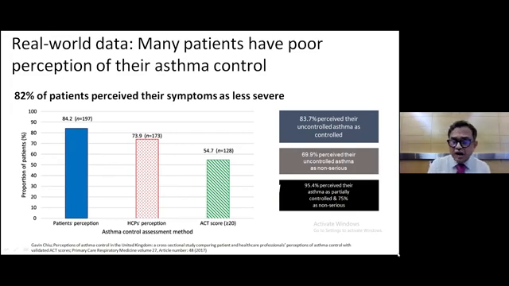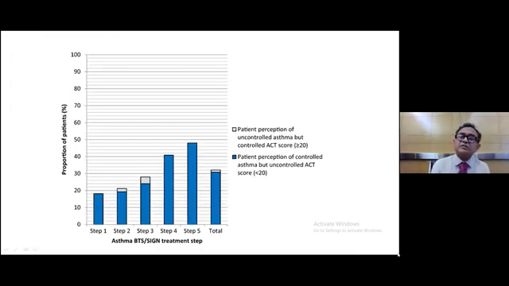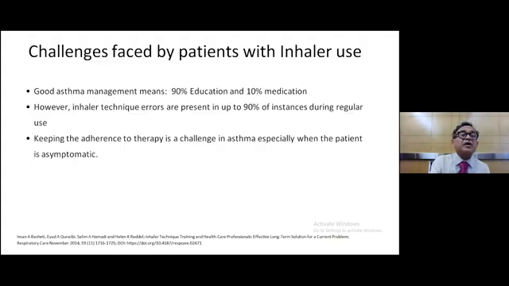So from the asthma point of view, there is patient perception of uncontrolled asthma but controlled ACT. If we see that white area over here, it is lesser, but it is still there. And the patient's perception of controlled asthma but uncontrolled ACT is significantly high in all steps of asthma. Step 1, step 2, step 3, step 4, and total perception is also, you can say, many times wrong.